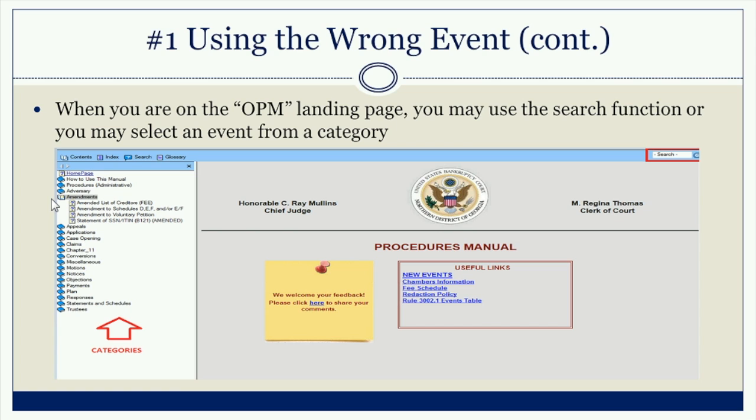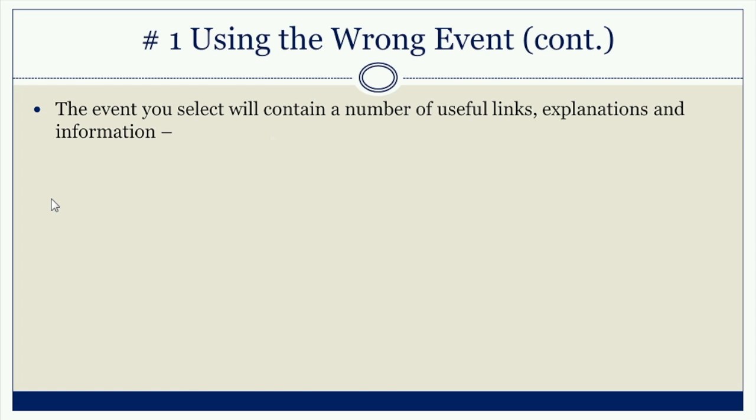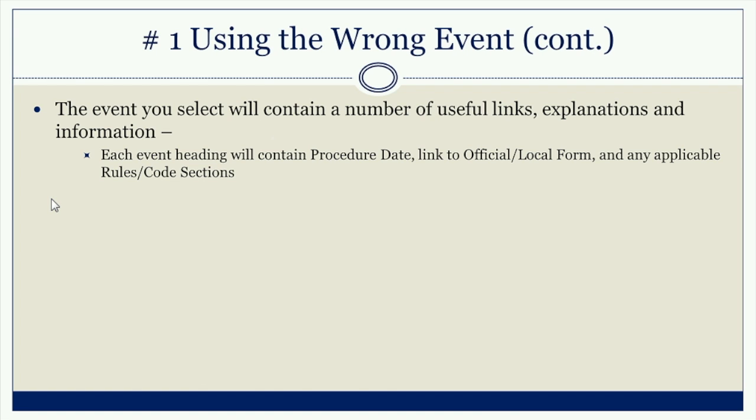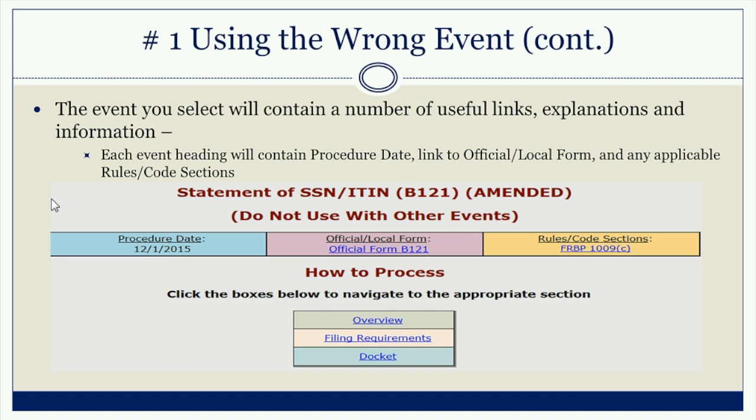Okay, when you're on the OPM landing page, you may use the search function by typing in a keyword or partial word, or you can use categories such as amendments. We have conversions, motions, notices, statements, and schedules. You might want to just take some time and look through those. I think you'll find them very useful.